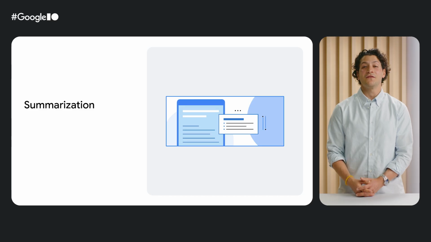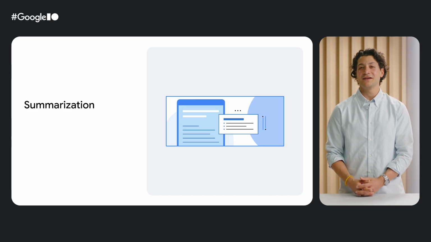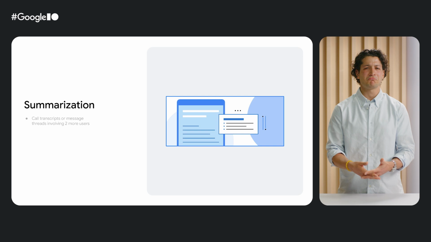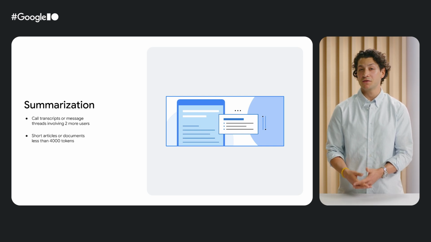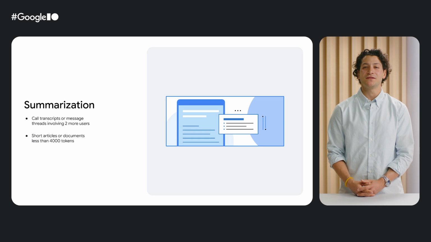Here's how we best use these Gen AI APIs. For the Gen AI summarization API, consider using it for summarizing call or message transcripts that involve 2 or more users, and short articles or documents less than 4,000 tokens long, or about 3,000 English words.